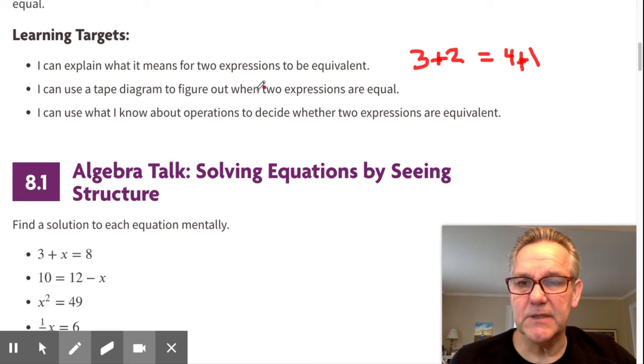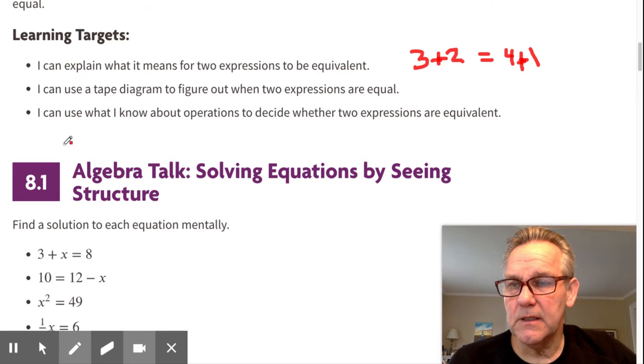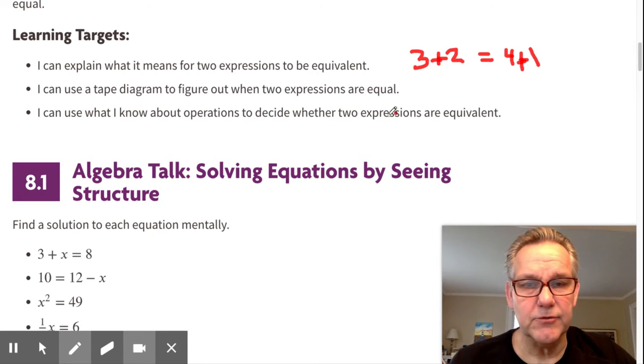I can use a tape diagram to figure out when two expressions are equal. We did a bit of this when we worked with ratios and proportions, and we'll continue to do that. So we can use a tape diagram to see if they're equal. And I can use what I know about operations to decide whether two expressions are equivalent.